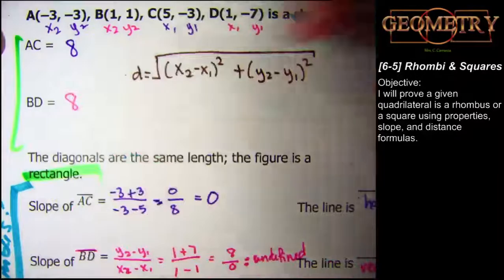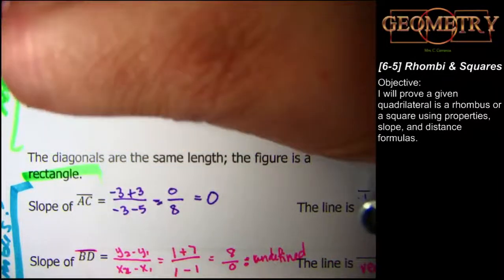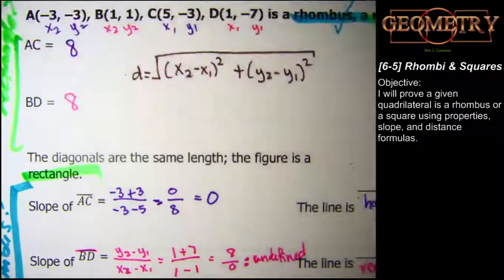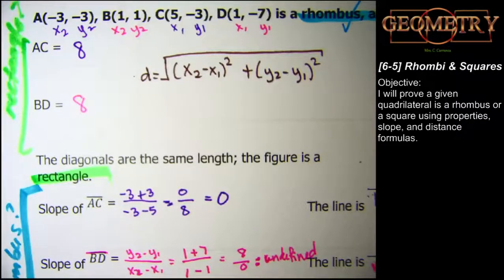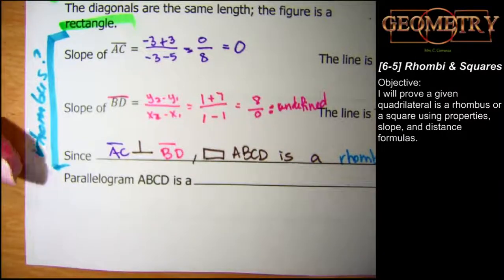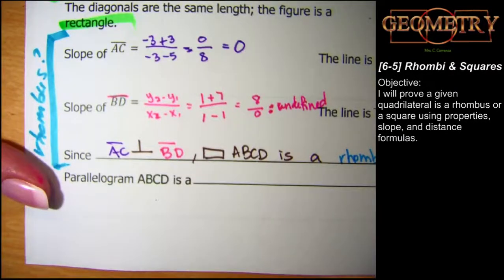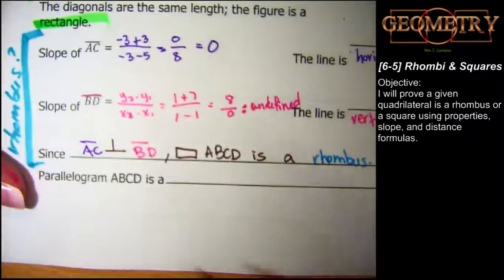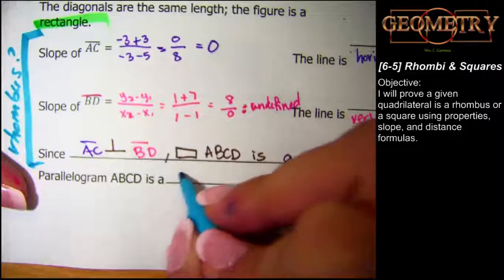So this was all us checking to see if we have a rectangle. All right. Is it a rectangle? Yes. Is it a rhombus? Yes. Which means this thing is a? Beautiful.